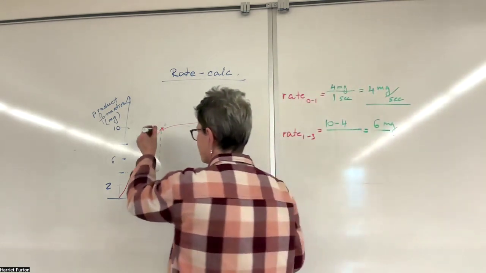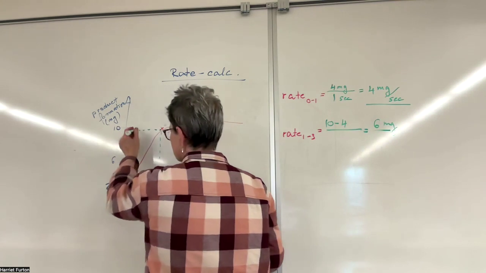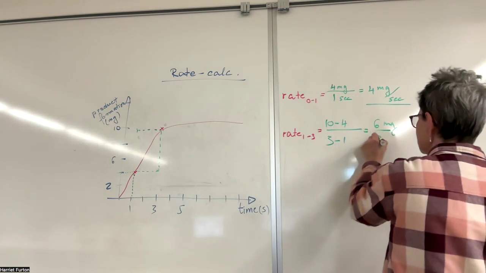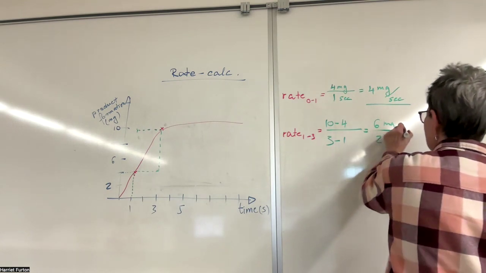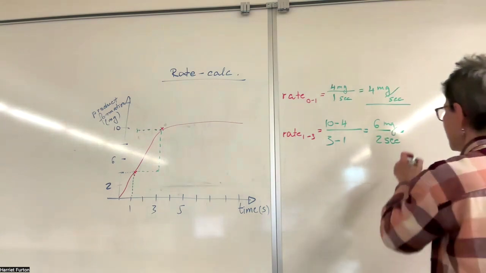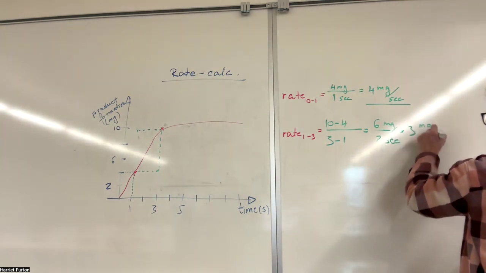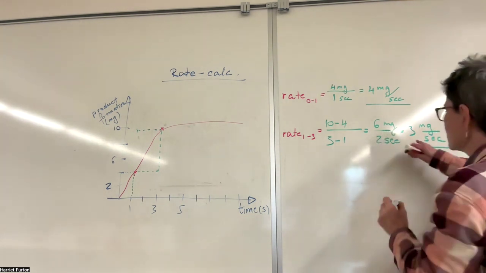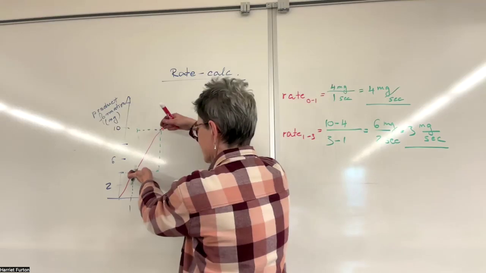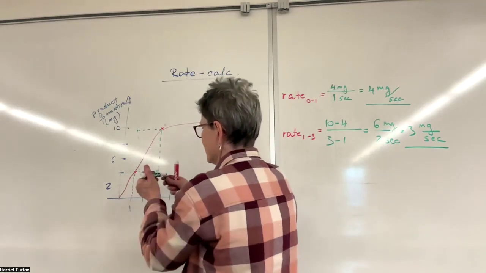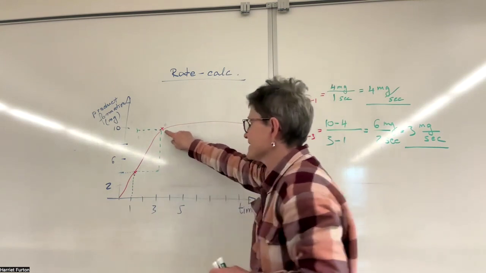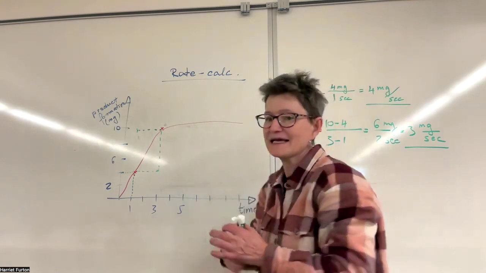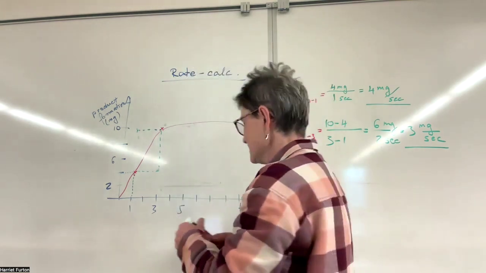And the run is 3 minus 1 second. This is 2 seconds. And we have to do the division. For that, it's going to be 3 milligrams per second. So the rate is slower at this area compared to the beginning. We will not figure out the rate in here after the third second, because we see the rate is getting less and less.